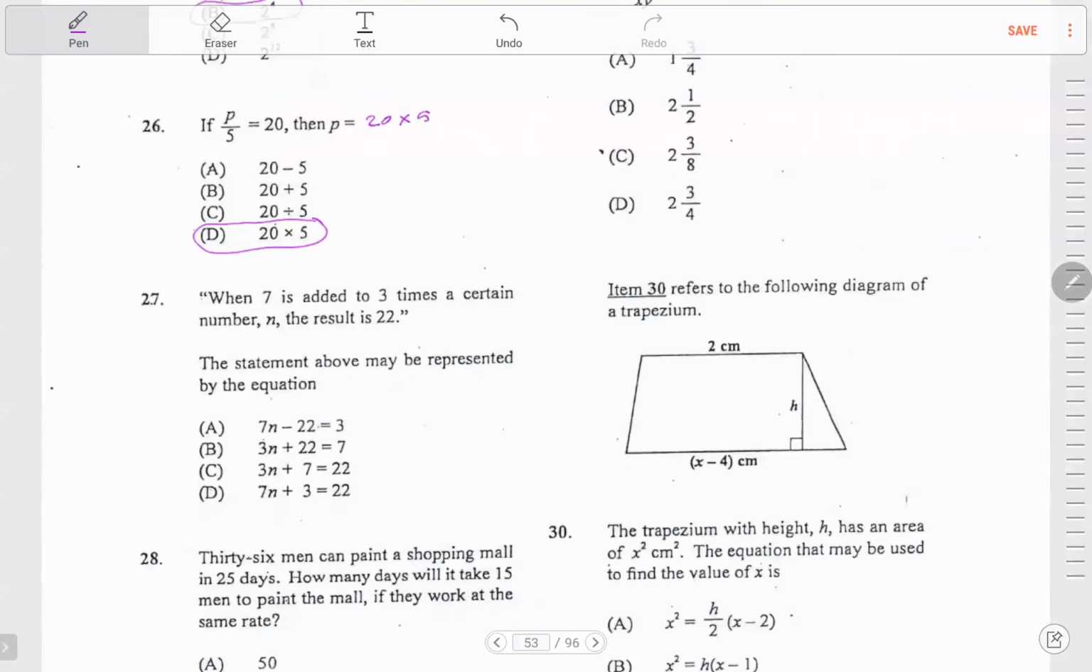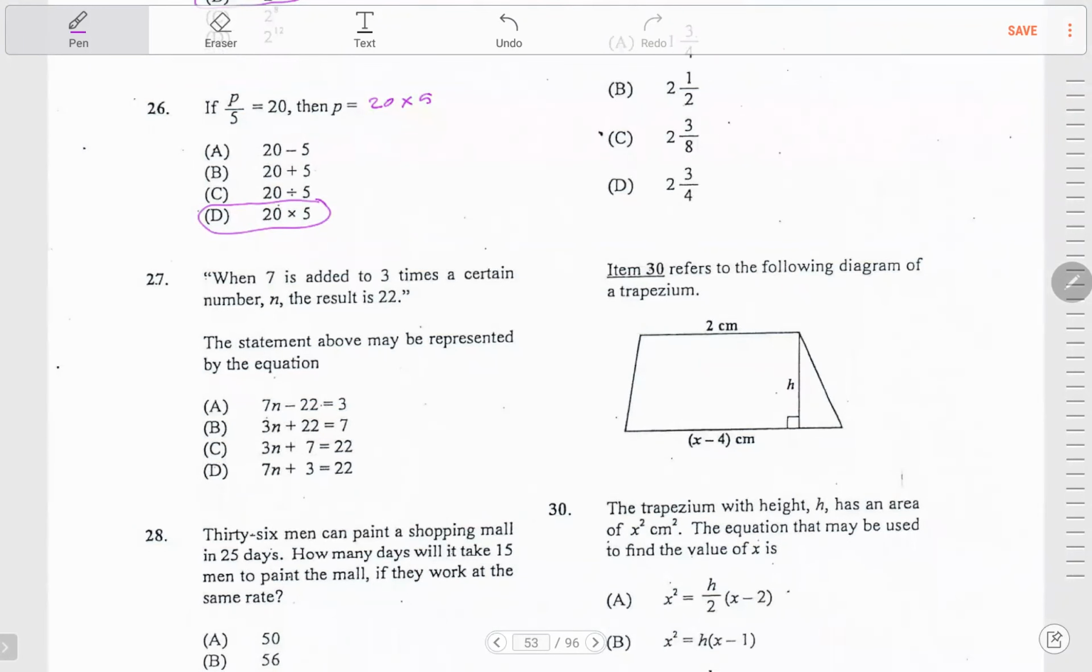And then this one, it says when 7 is added to 3 times a certain number, the result is 22. The statement above is represented by which equation? So when 7 is added to 3 times a number, the result is 22. So this is the answer right here. That is the answer. All right, that represents the statement.